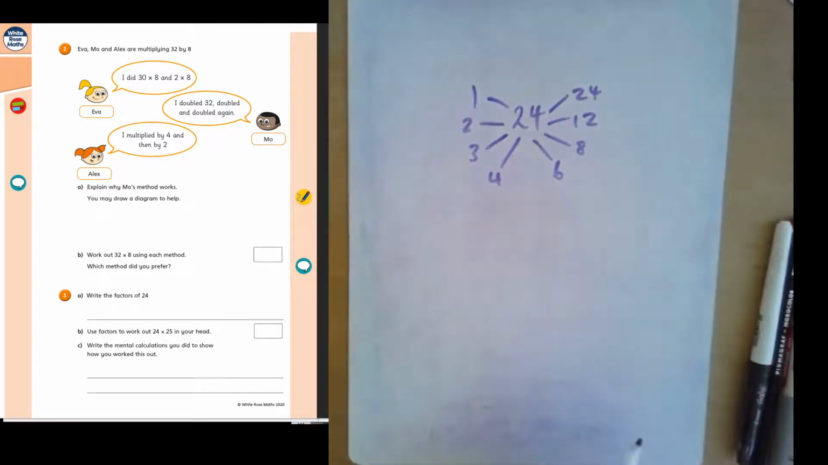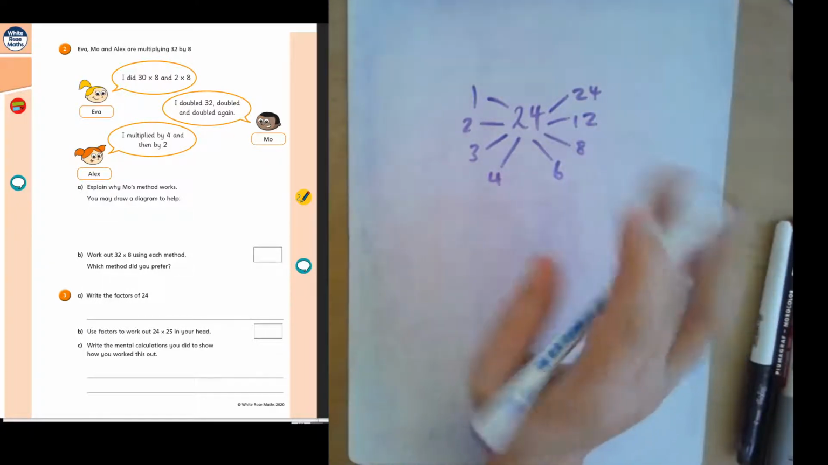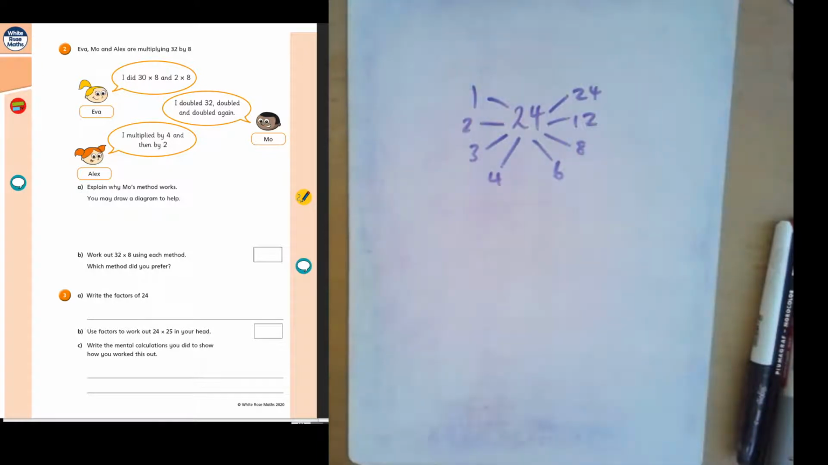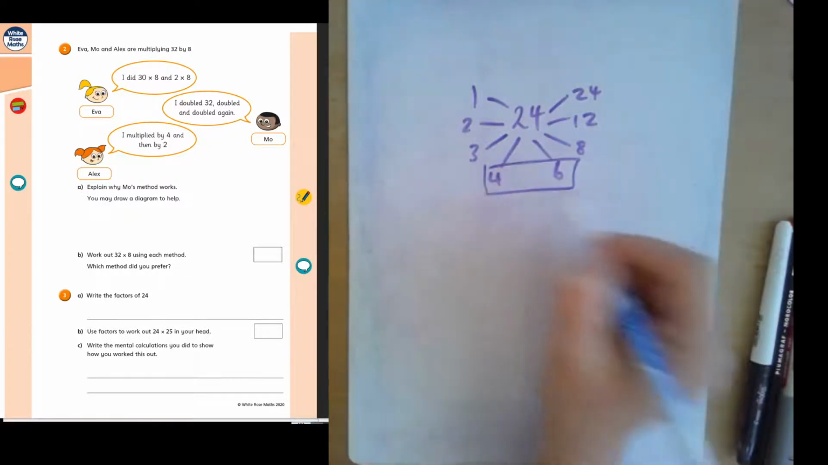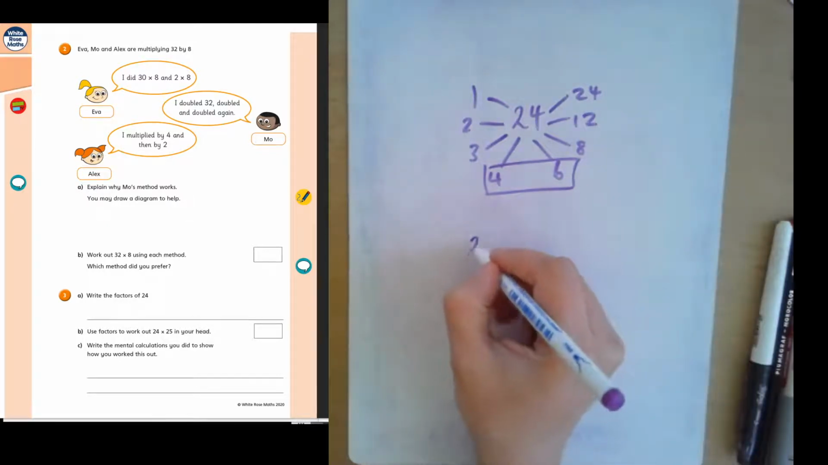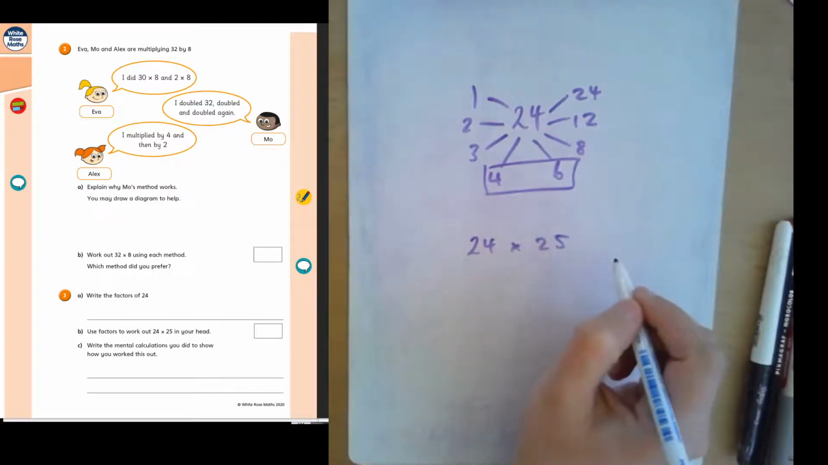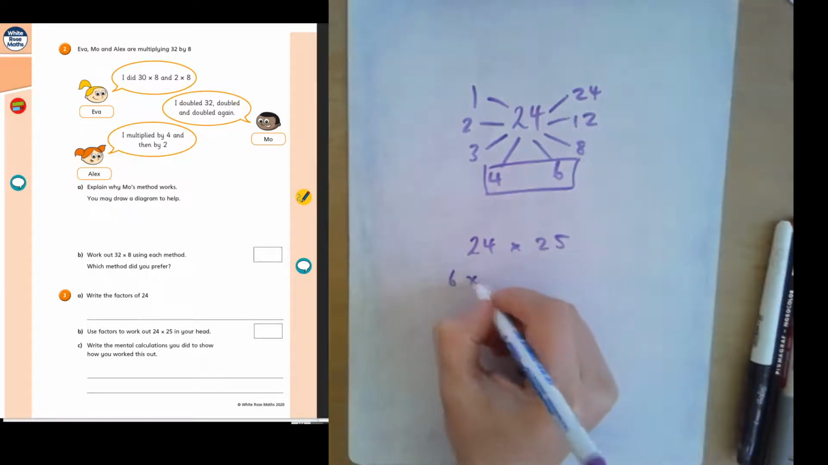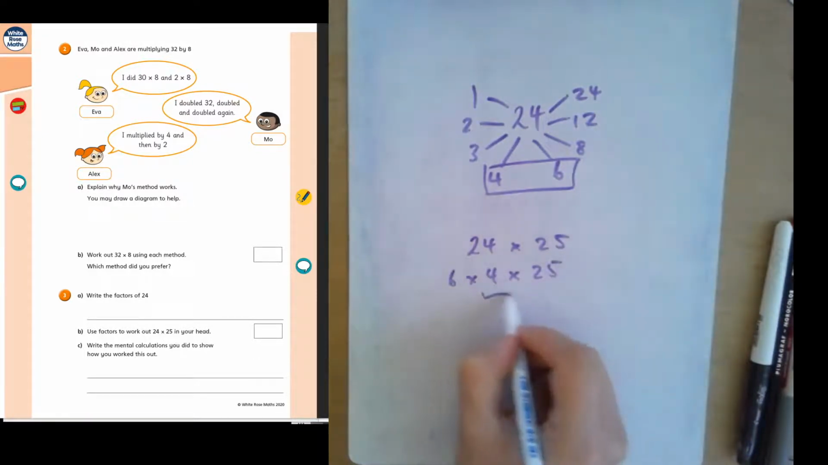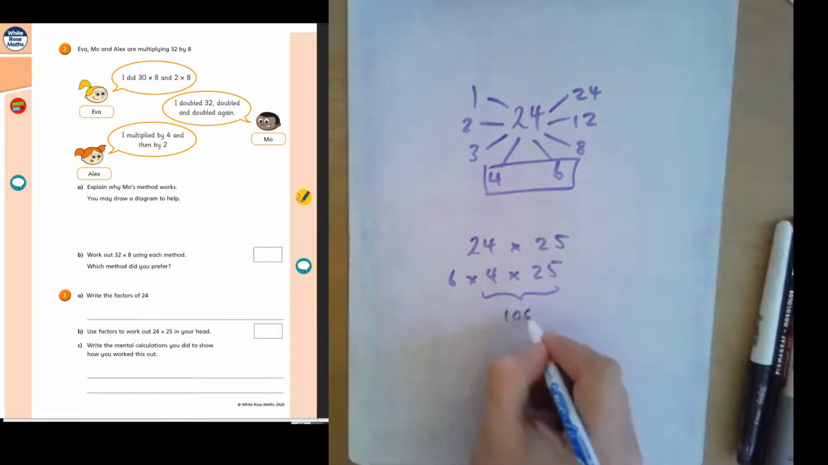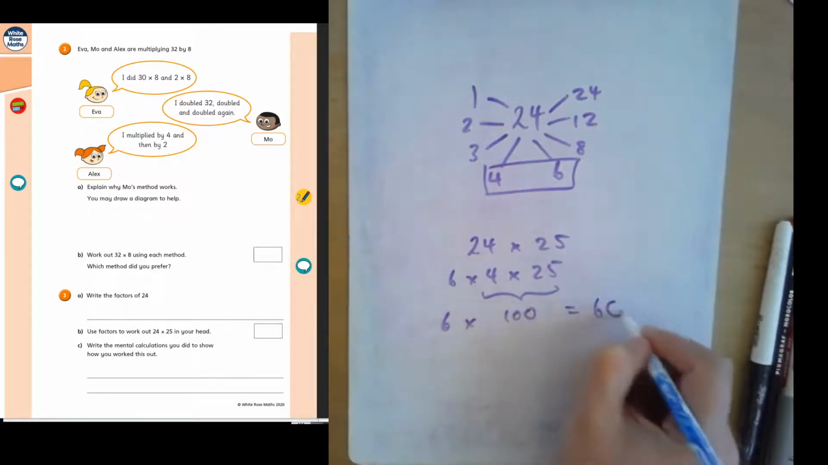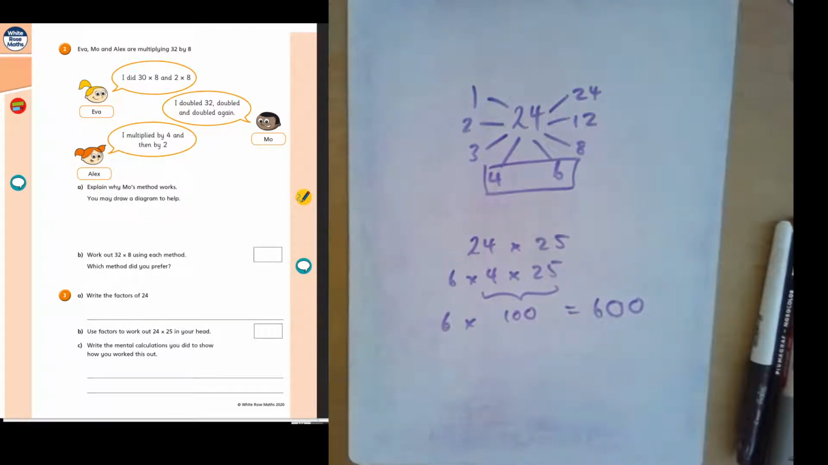Okay, so it says use factors to work out 24 times 25 in your head. Ooh, what would you do? There are several ways of doing this. I hope you guys paused. If you haven't, pause now. I'm personally going to use that technique because I know 24 times 25 is the same as 6 times 4 times 25. What is 4 times 25? It's 100. And 6 times 100 is 600.